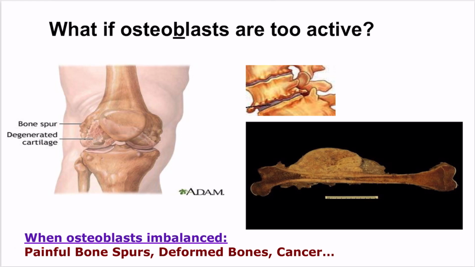So what if osteoblasts are too active? Maybe you've heard of bone spurs before, where you might have an overgrowth or bumpy growth of bone. This is not a good thing. They can cause pain, and they might happen in sites of injury. Not great. And this is an example over here of bone cancer, which shows really hyperactive osteoblasts.